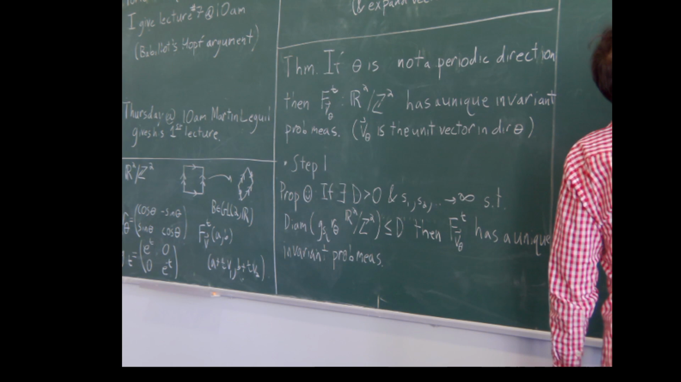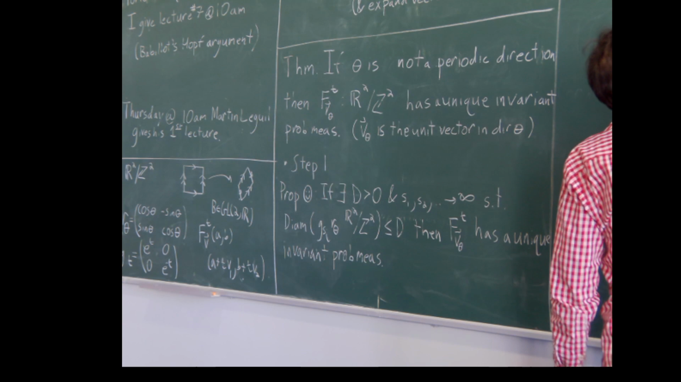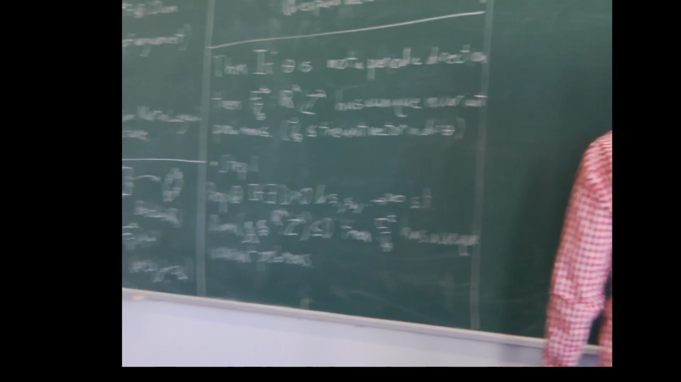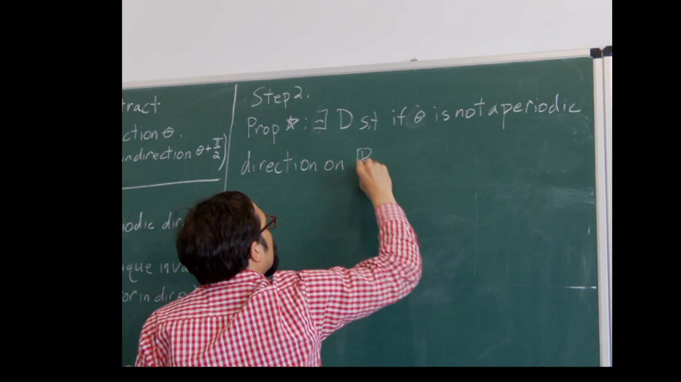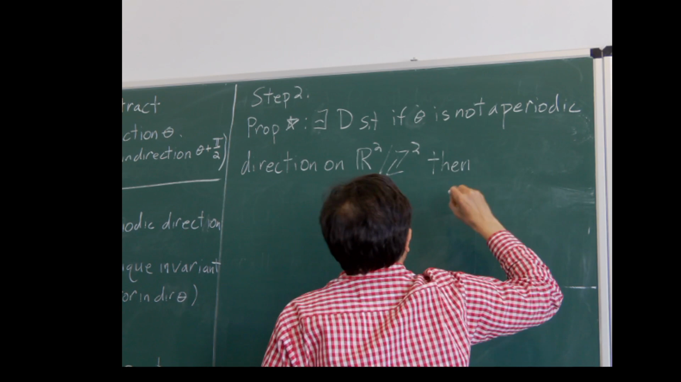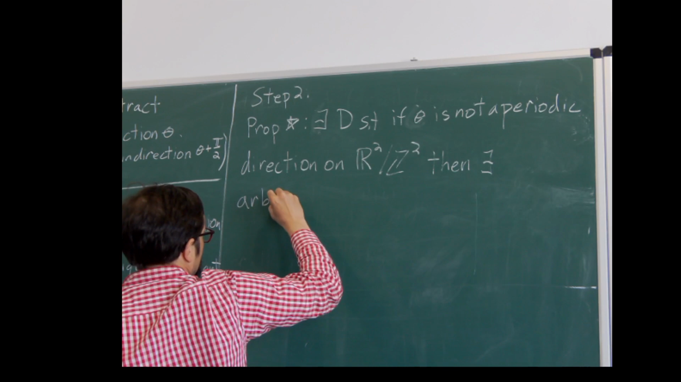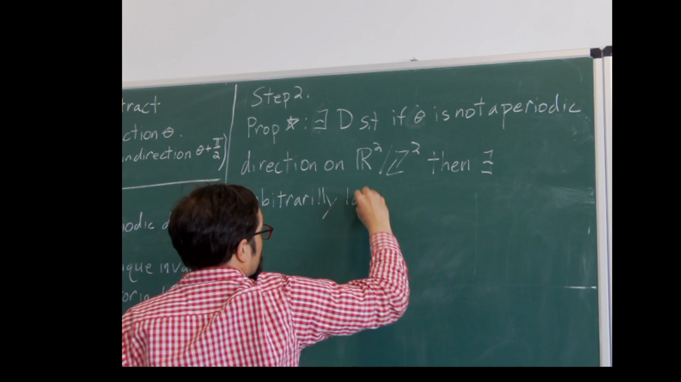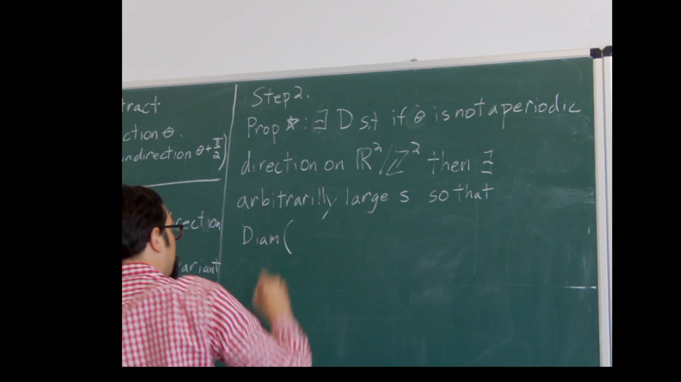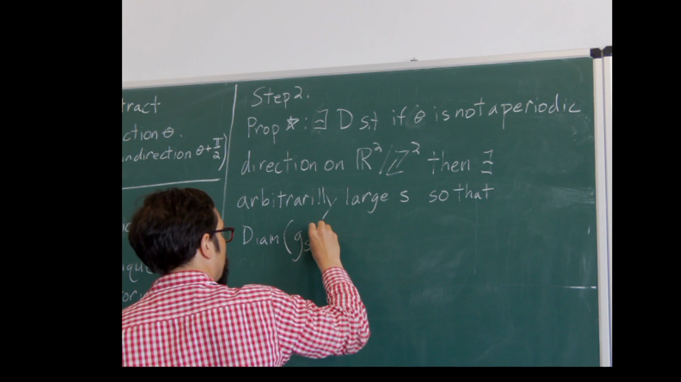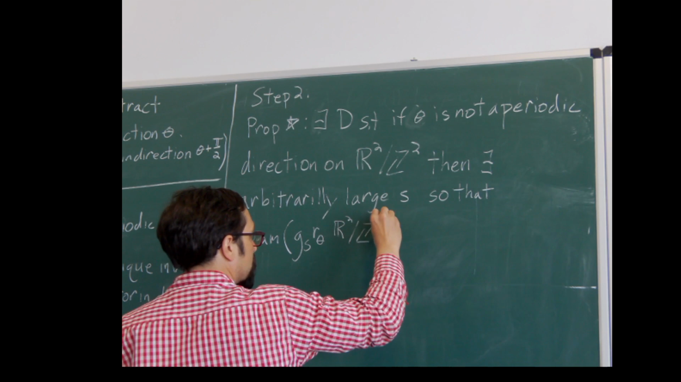if v sub theta is not a periodic direction, if theta is not a periodic direction on the torus R2 mod Z2, then there exists arbitrarily large s so that the diameter of G of s, r theta, R squared mod Z squared is less than or equal to D.